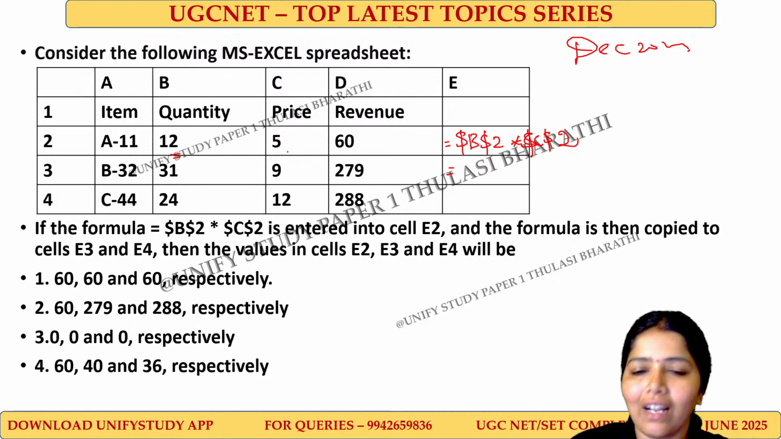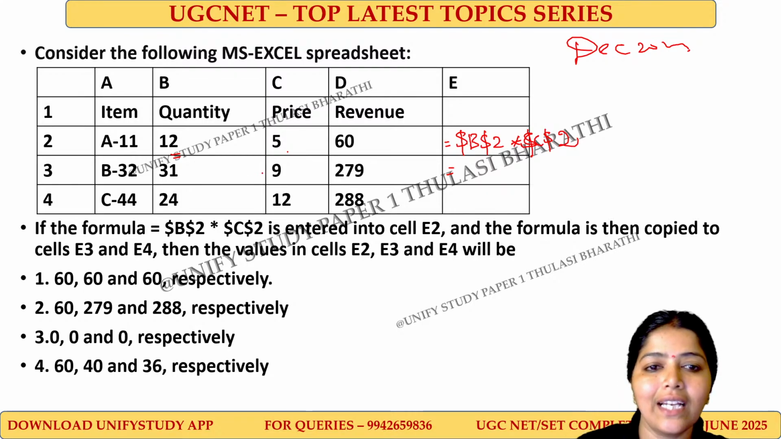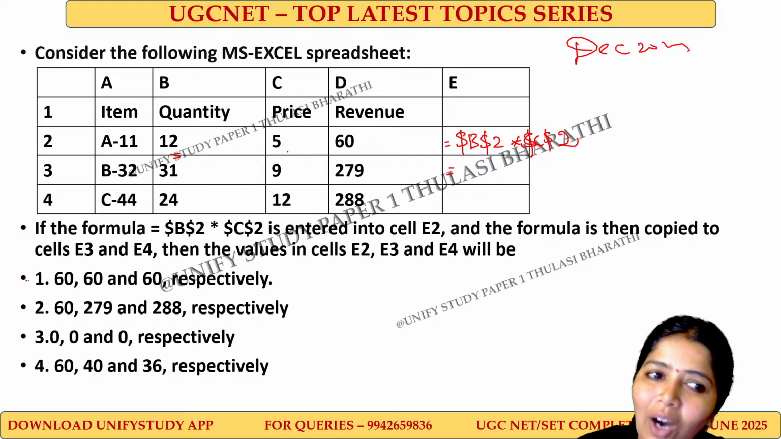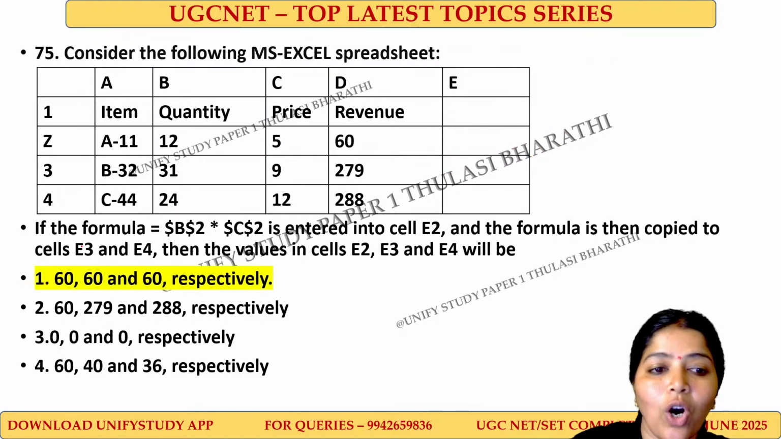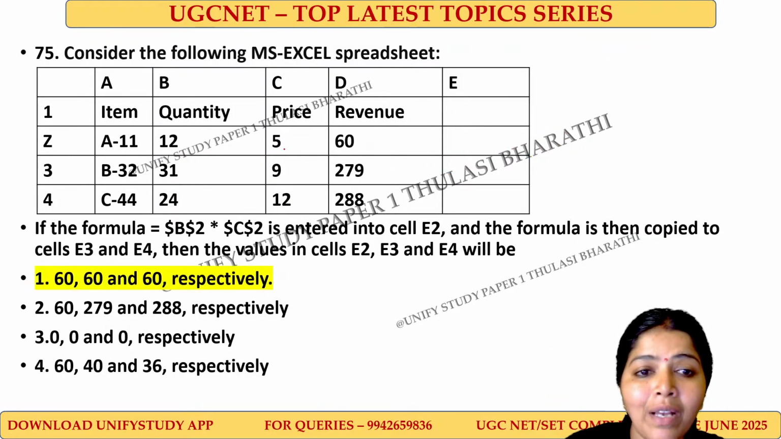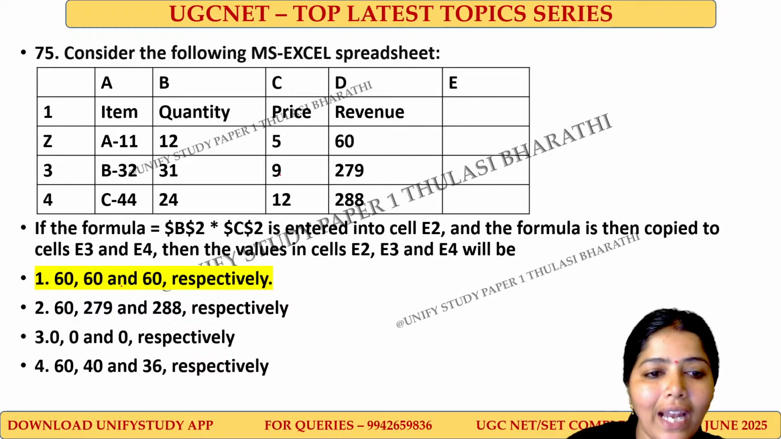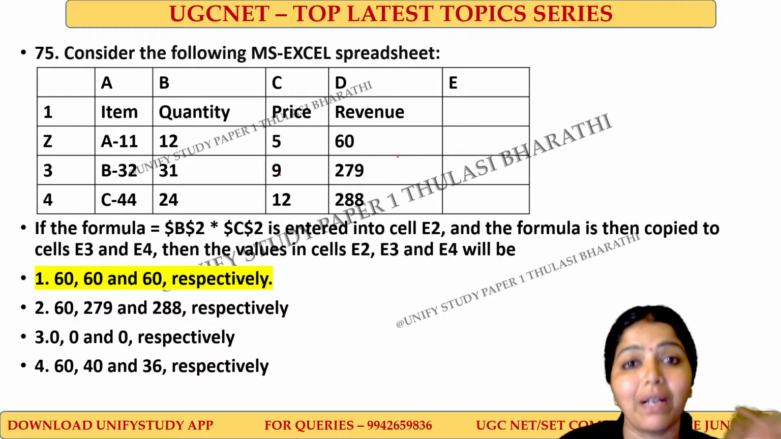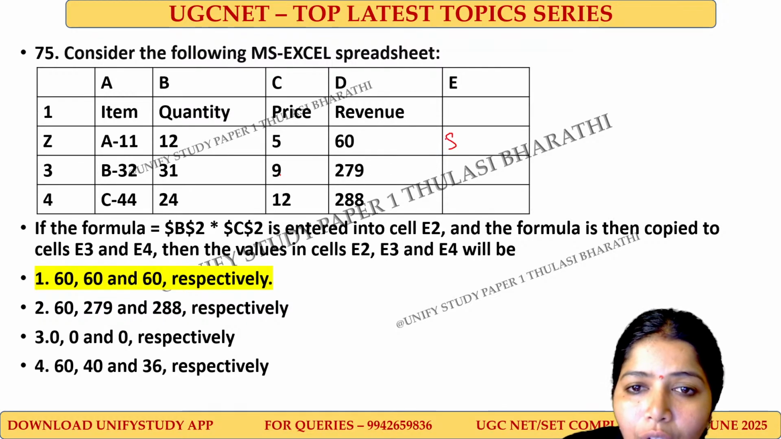Very good. I'll give you the answer for this question. The right answer is option number 1. How, ma'am? When I copy here, only this value should be copied, right? Why is this value copied? How can I get 60, 60? I should get 279, 288, right? You can ask me. But here, what happens?